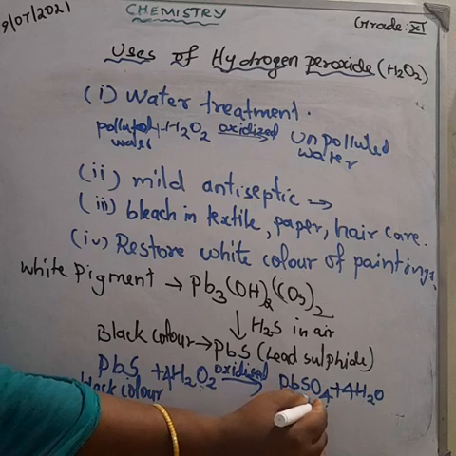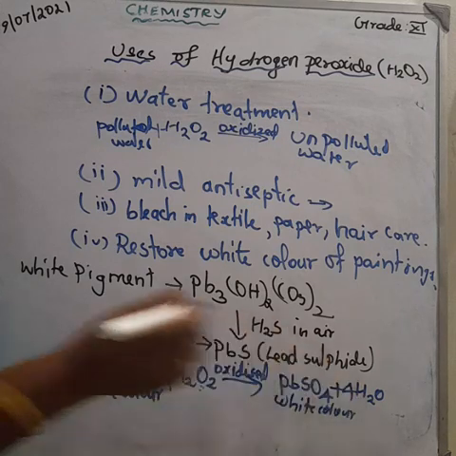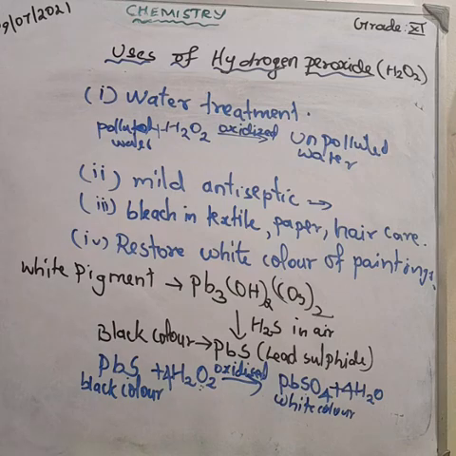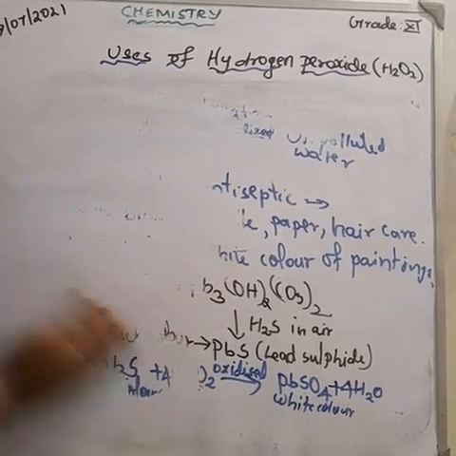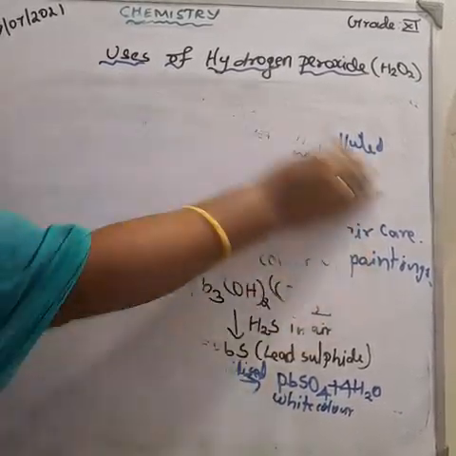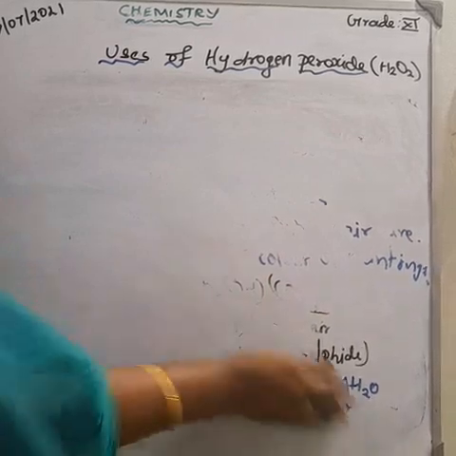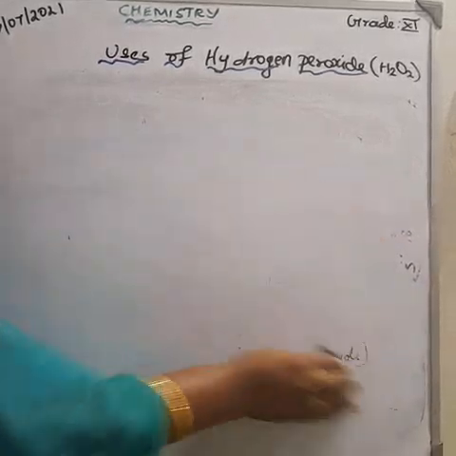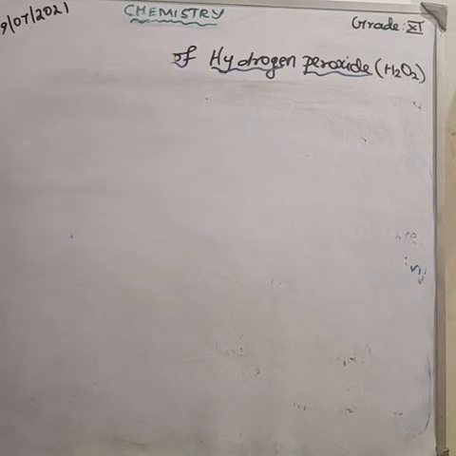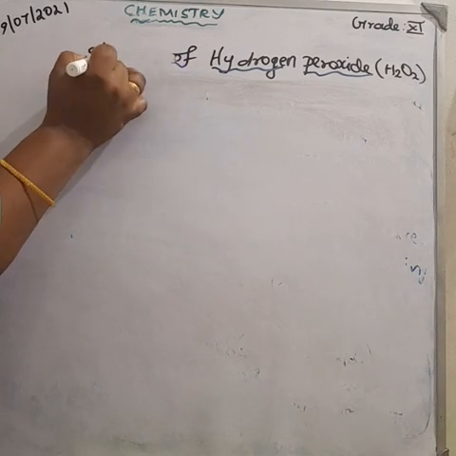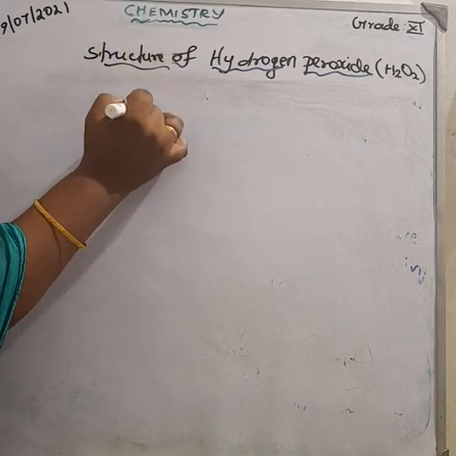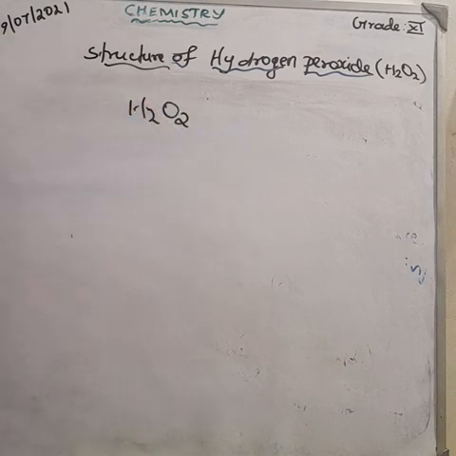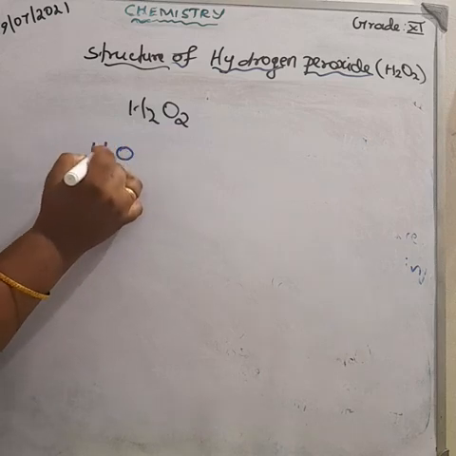Structure of hydrogen peroxide. What is the formula for hydrogen peroxide? You know, H2O2. This is the formula for hydrogen peroxide. So what about the structure? Here, how many hydroxyl groups are there? H2O2 means 2 hydroxyl groups, this is one hydroxyl group and this is another. These 2 hydroxyl groups are joined by a covalent oxygen single bond.